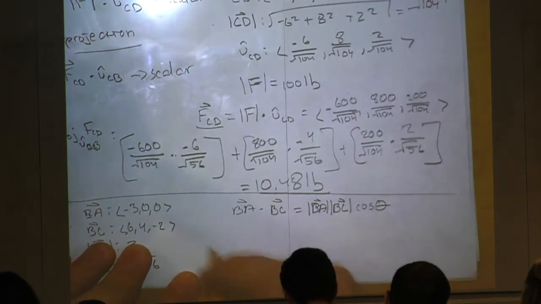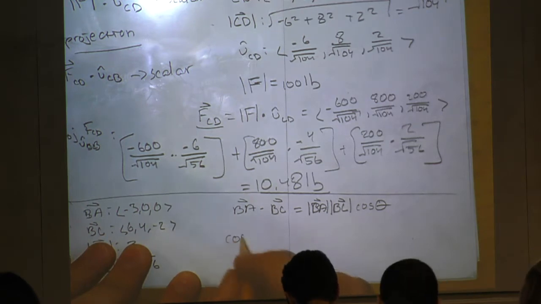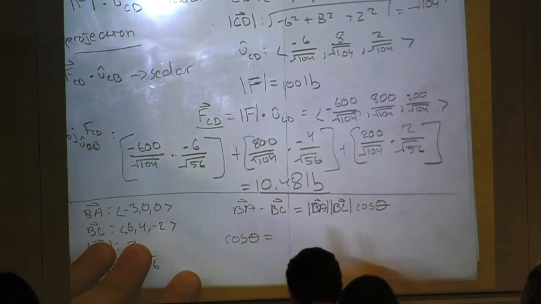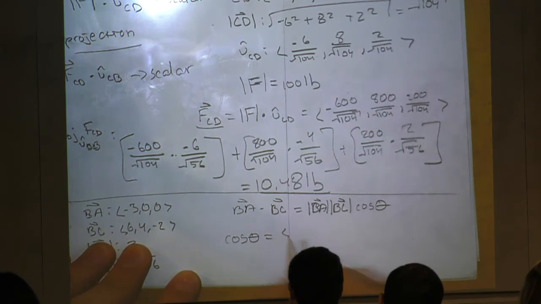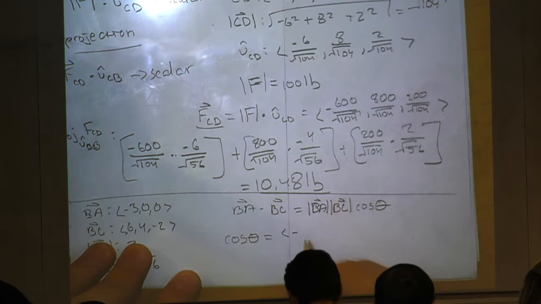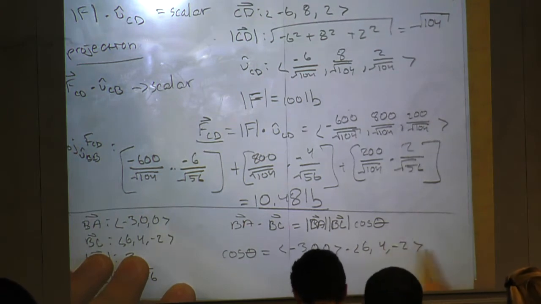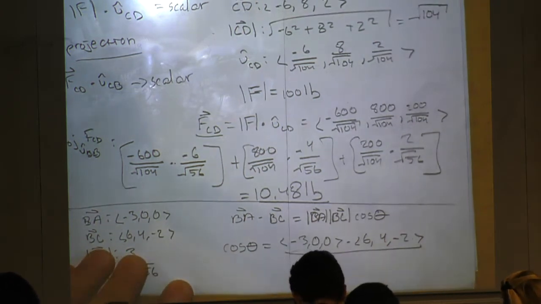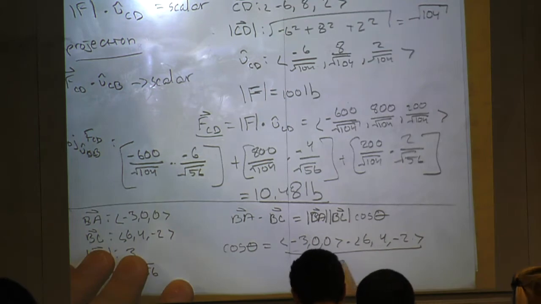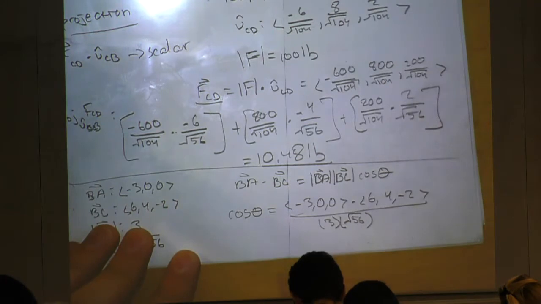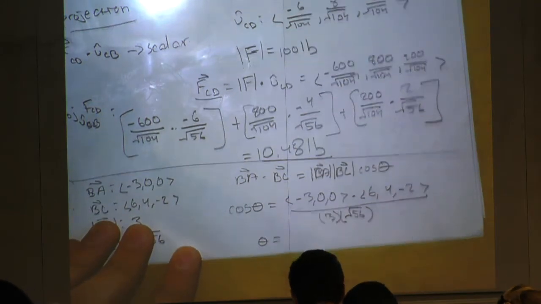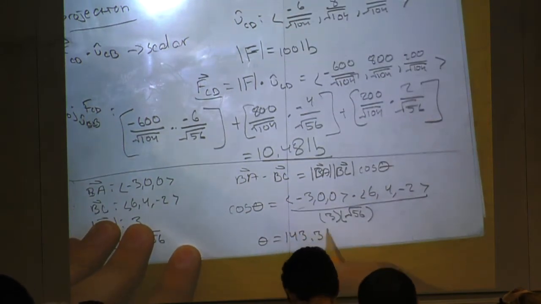I'm going to move over the cosine. So I'm going to say cosine of theta, and then I'm going to move over these vectors. So I'm going to do negative 3, 0, 0, right, because that's BA, dotted with 6, 4, negative 2. That's BC. And then I do inverse cosine to find my theta, and I get 143.3.